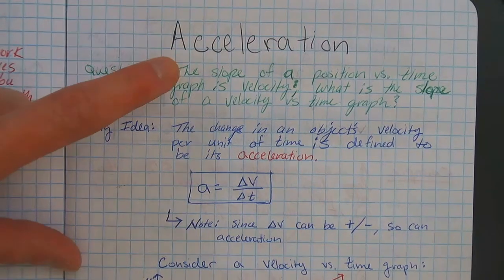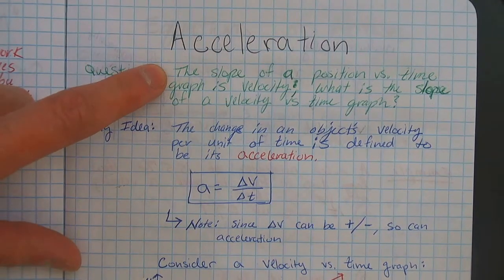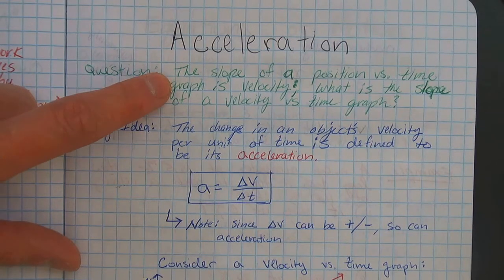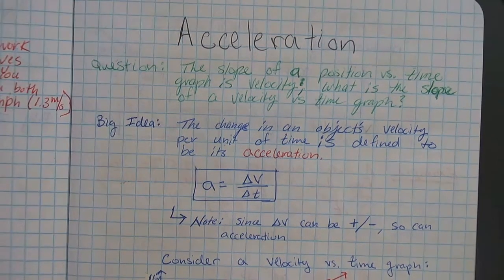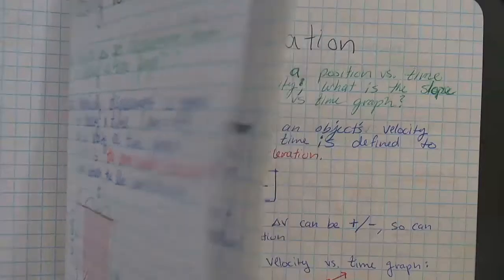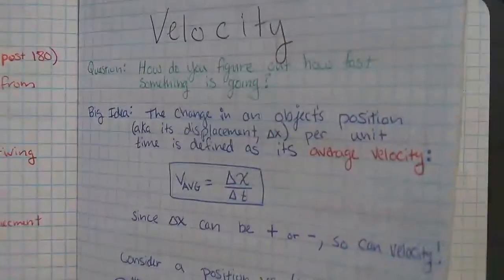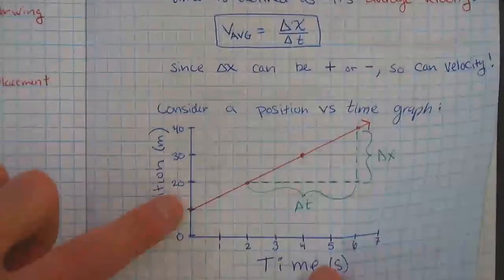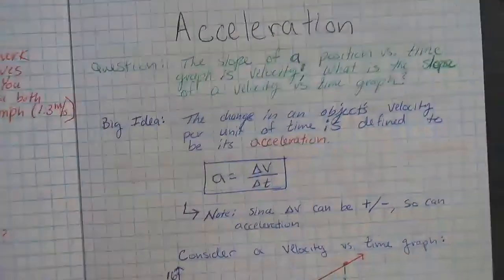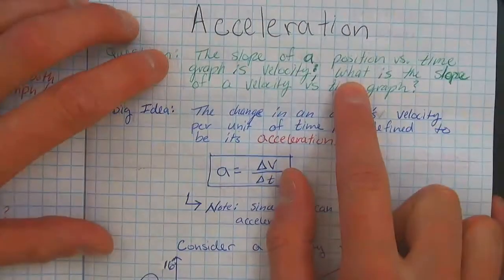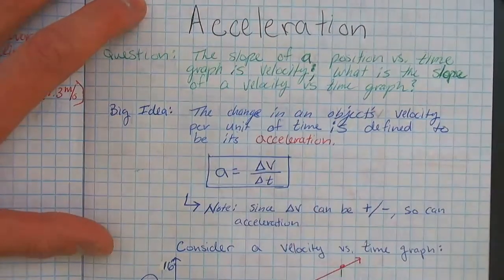This first statement we know from our previous notes. Go back to your position versus time graph notes, which I think is the third one maybe. We talked about it there, so you can go back and take a look at that if you've forgotten. But what is the slope of a velocity versus time graph?